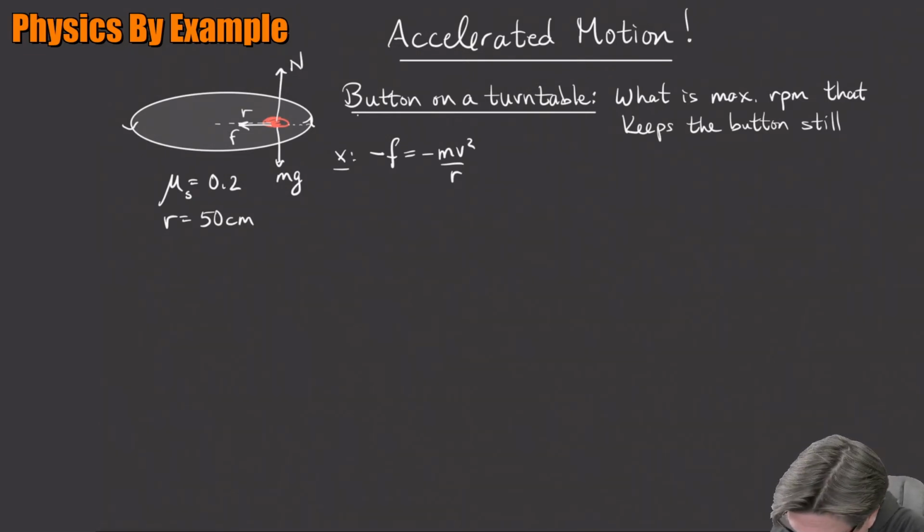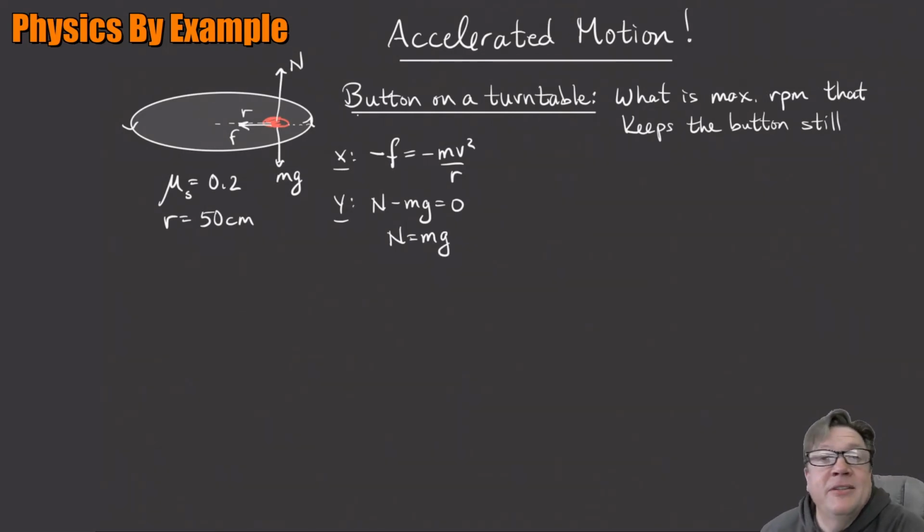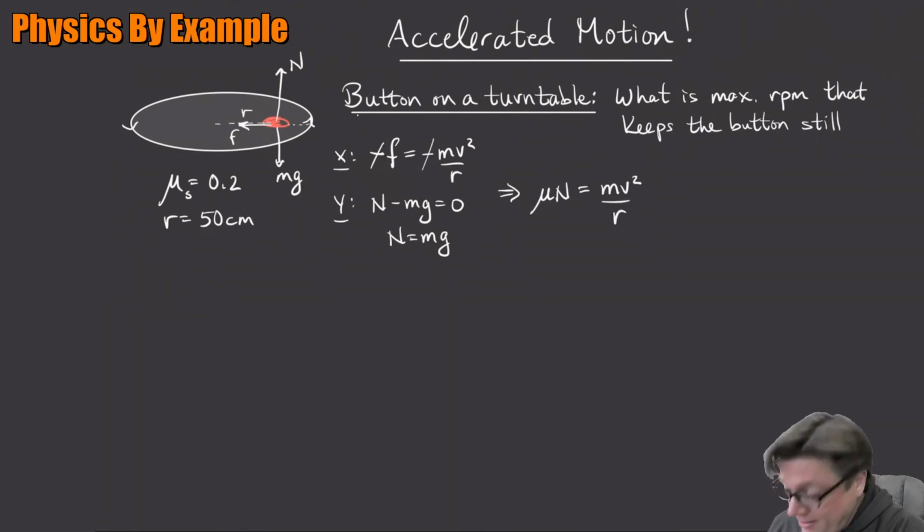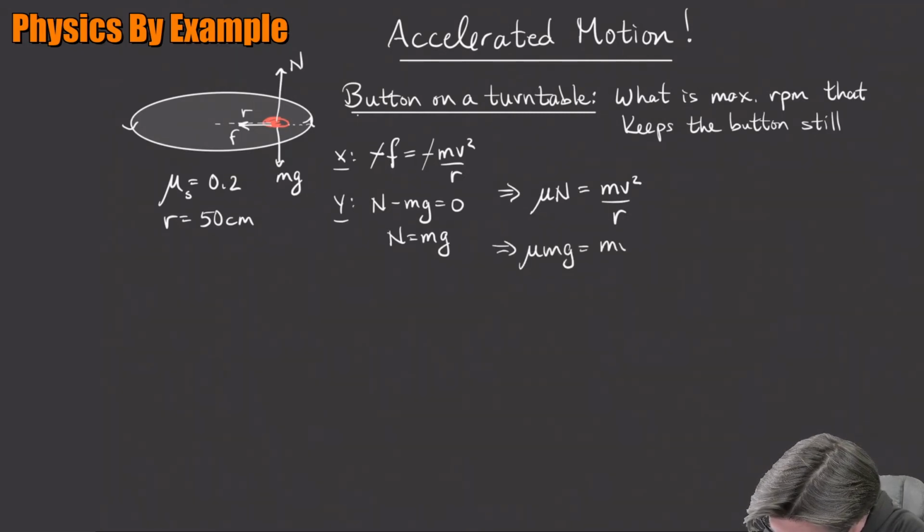In the y direction, things are pretty simple. N minus mg equals 0. So the regular thing happens and it's just mg, no problem. So these minus signs go away. What do we have? The magnitude of the frictional force, we said before, is mu times N, equal to mv squared over r. But N is just mg. So this is mu mg equals mv squared over r.